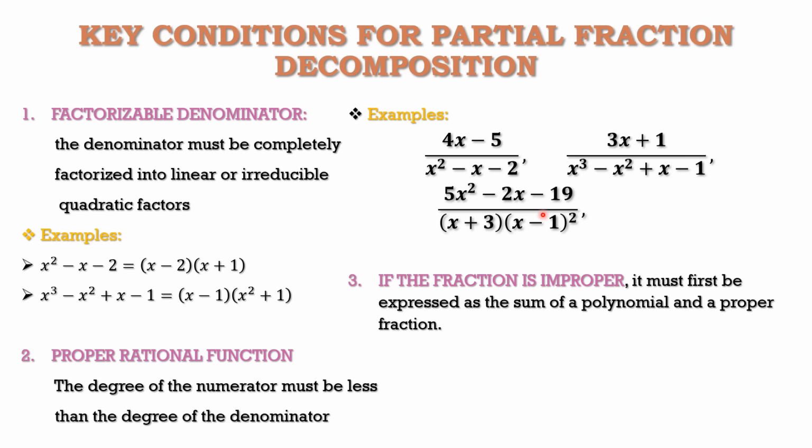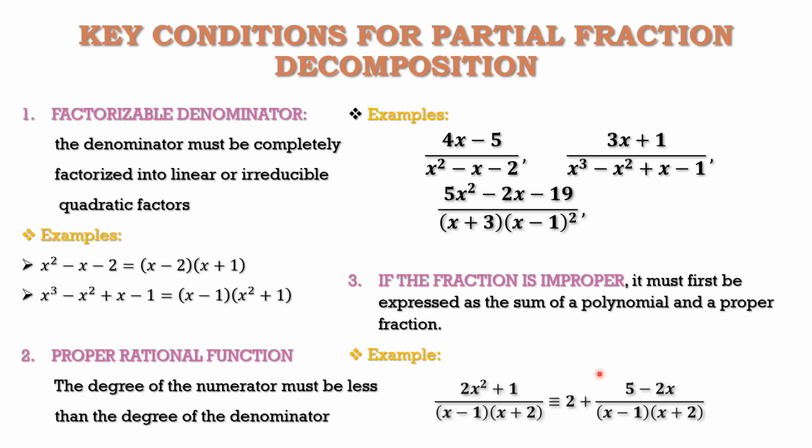Now the third condition here is if the fraction is improper. Now listen, if the fraction is improper, it means that it must first be expressed as the sum of a polynomial and a proper fraction. If the fraction is improper, then I need to express the fraction as a sum of a polynomial and a proper fraction before I can separate it completely.